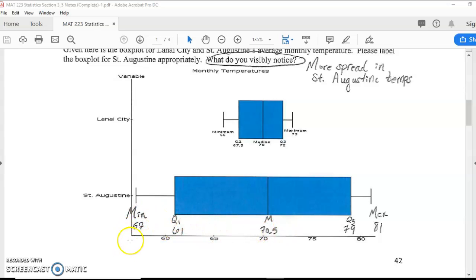So here's the minimum, 57. This is Q1, the first quartile, 61. This is the median, or Q2, which is 70.5. This is Q3, which is 79, and this is the maximum, which is 81. Again, if there were outliers, you would see them as dots beyond the fences, and the minimum would be the smallest dot and the maximum the largest dot. But we don't have any outliers, so there's nothing to label there.